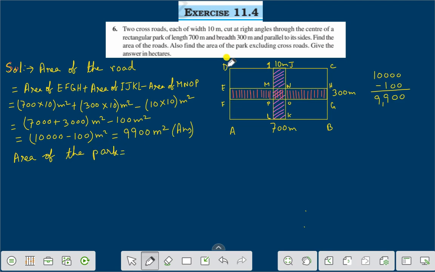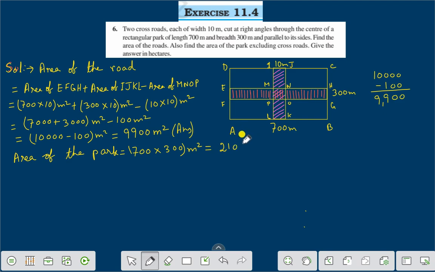Here you see the area of the park. This is the park. The area would be length into breadth, that is 700 into 300, and the unit will be meter square. That comes equal to 210,000.